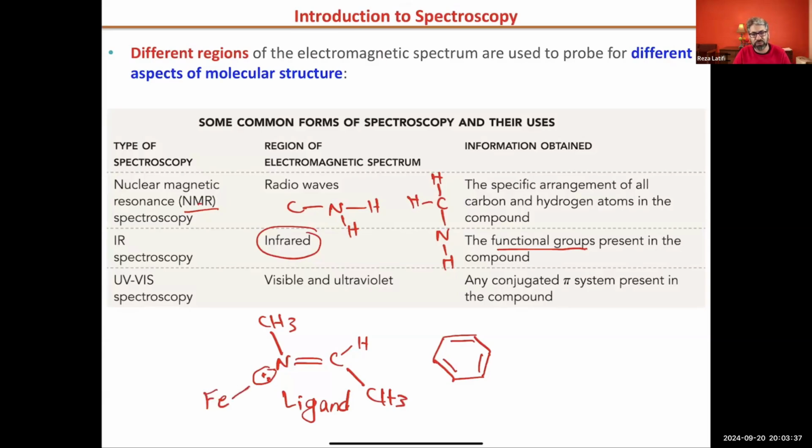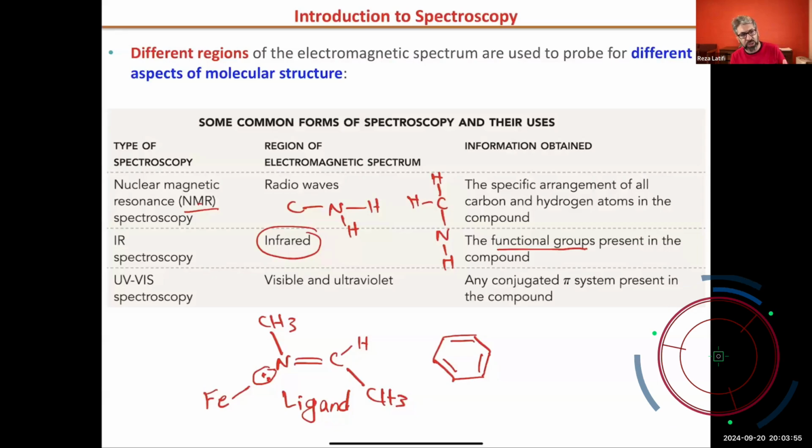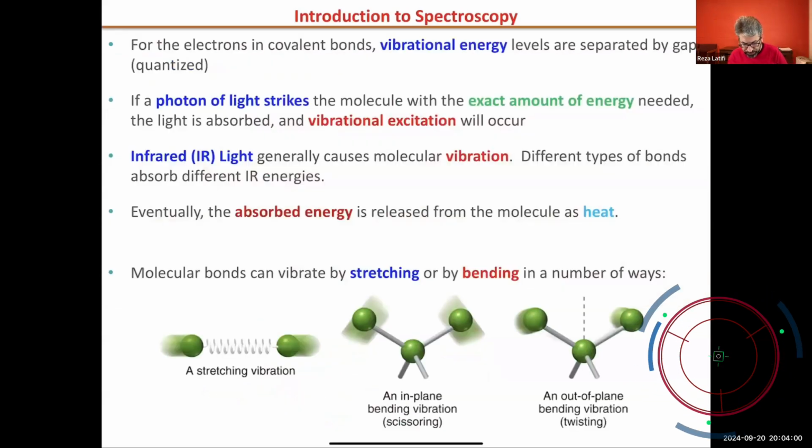You're going to go after the IR technique. Or you can also go after a UV-vis technique, and that's going to tell you whether the nitrogen is attached to iron or not. So both IR and UV-vis can help you. It doesn't mean NMR cannot.